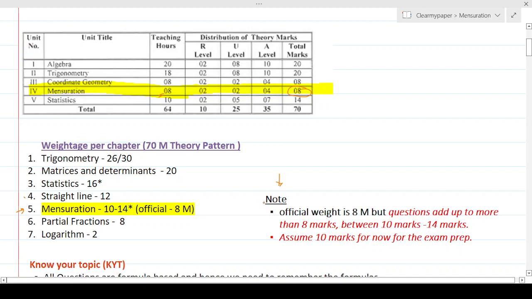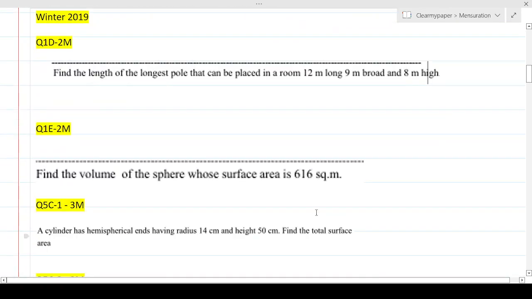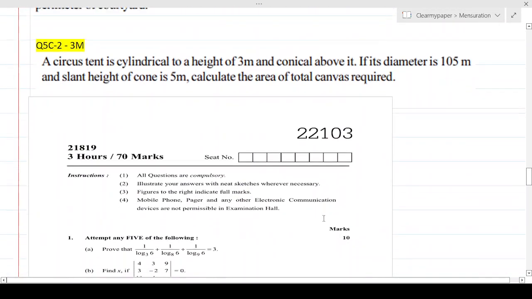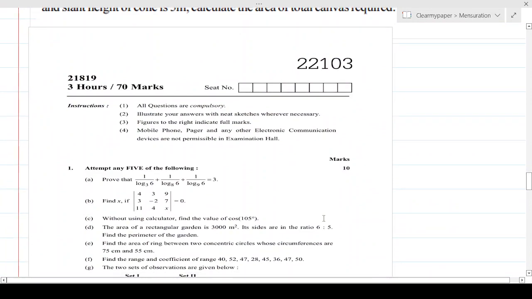First of all, for all question papers, it's not 8 marks. Minimum it comes for 10 marks. That's number one. And for a couple of papers, it has even come for 14 marks. I'll show you one example here. If you see, there are 2 papers, I think, but let's check out one of the papers. I think this is a summer 2018 paper.